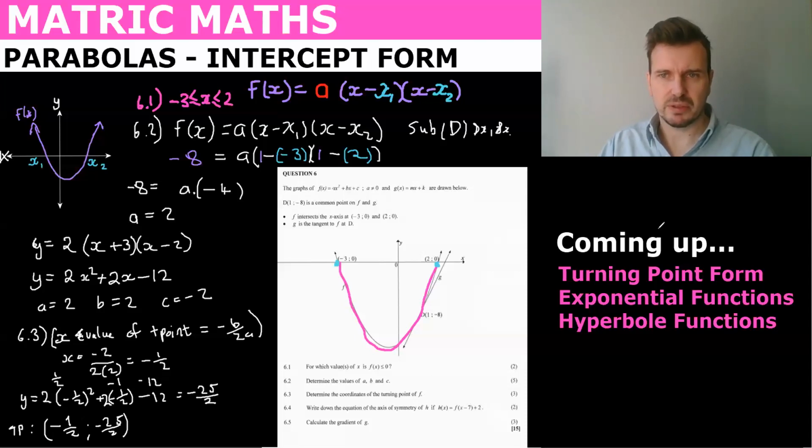Now they want you to write down the equation of the axis of symmetry of h of x, which is f of x plus 2. Okay, well, let's look at what the axis of symmetry is. What have we missed? We haven't done green. Okay, so here's the axis of symmetry of the current f of x. And we know that this turning point is minus 1/2 and negative 25 over 2.